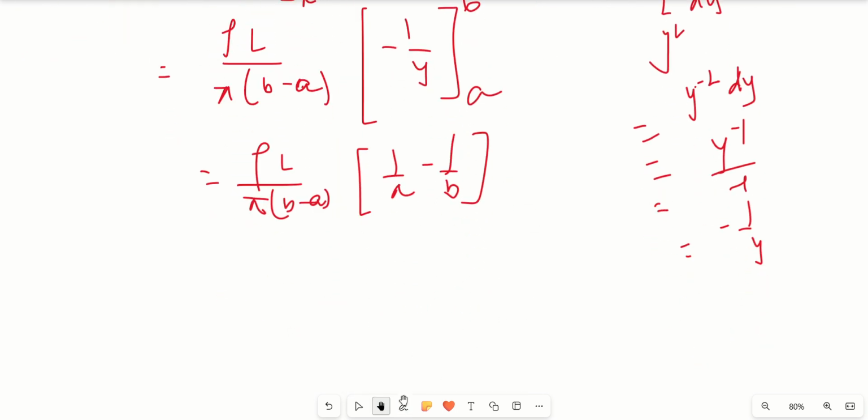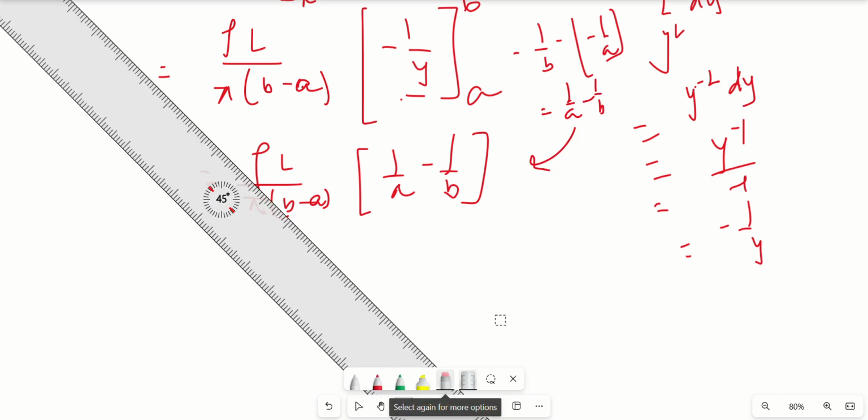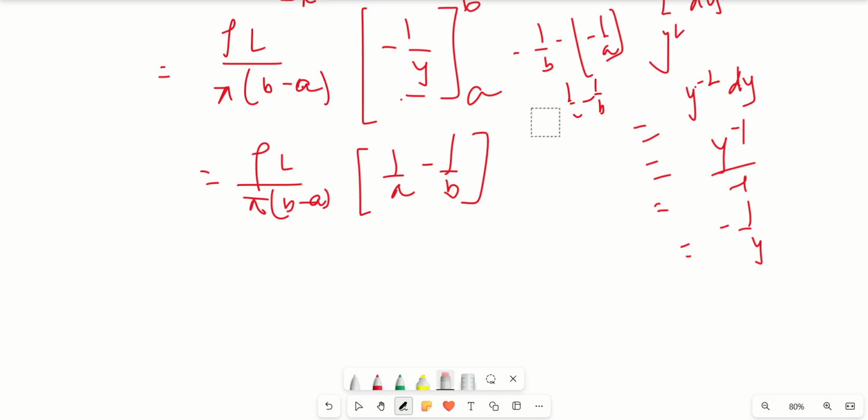Now how did I do this? If you solve this carefully, it will be minus 1 by b minus of minus 1 by a. I just rearranged this one, so it gives like this. This is no rocket science, this is just what I have done in my mind.